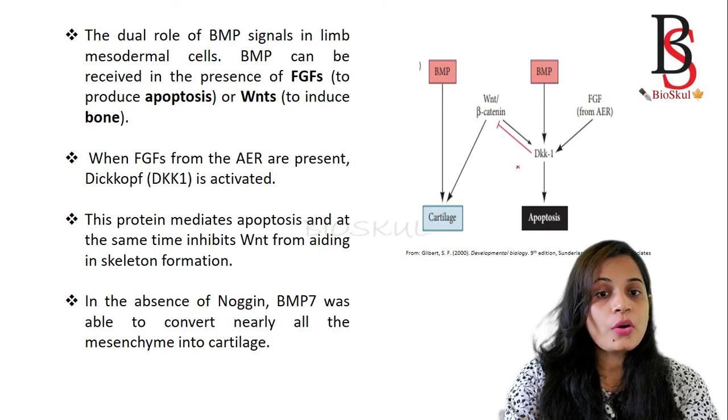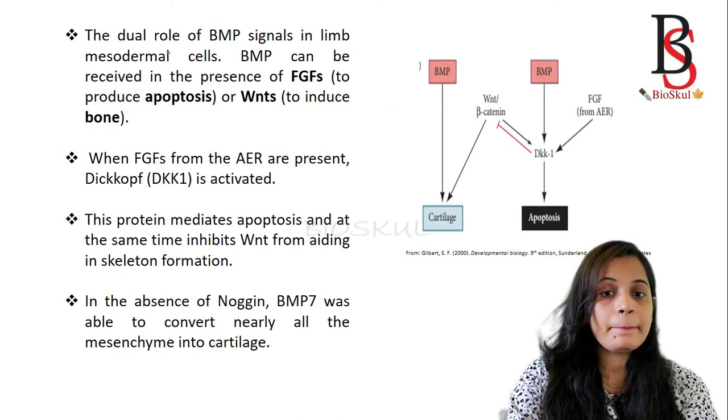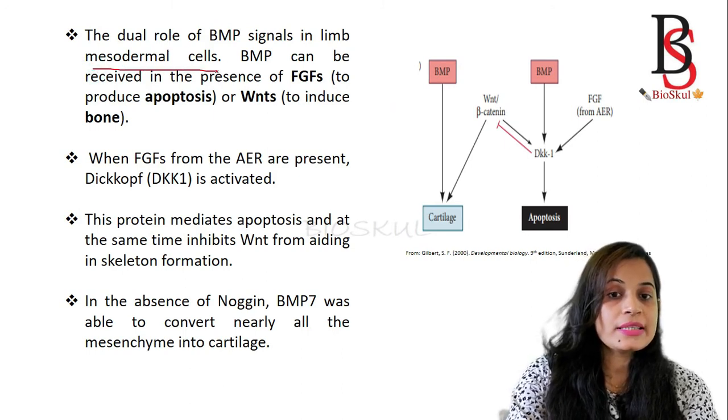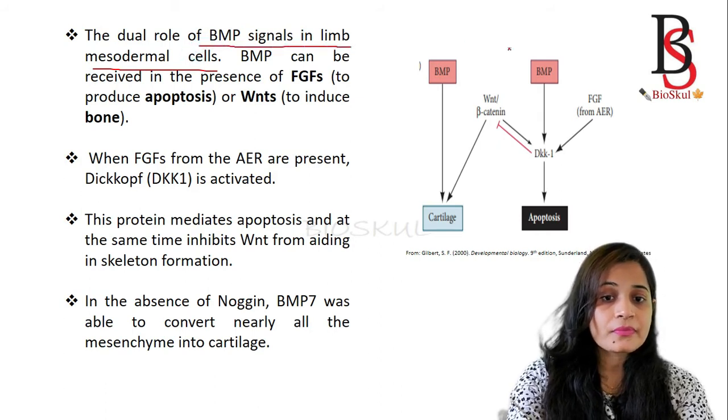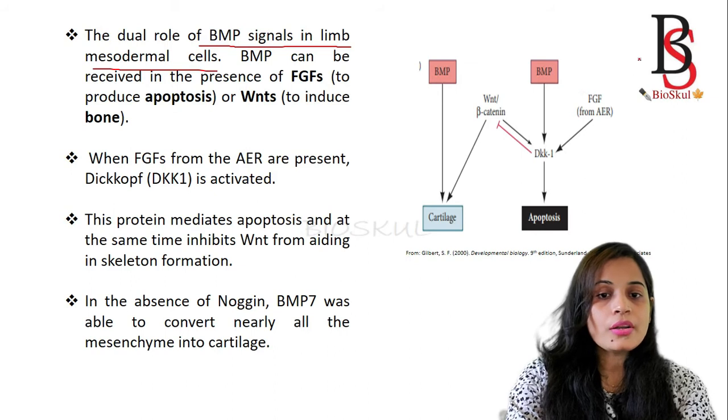The dual role of BMP signal in limb mesodermal cells. Here we will see how BMP signals in limb development. BMP can be received in the presence of fibroblast growth factor or Wnt.